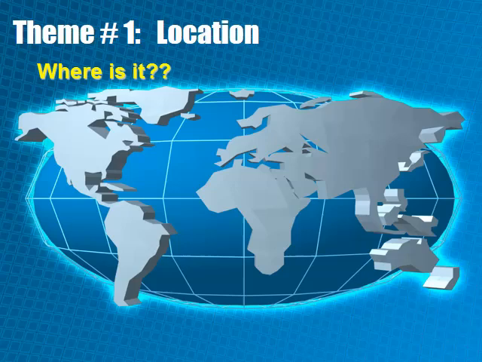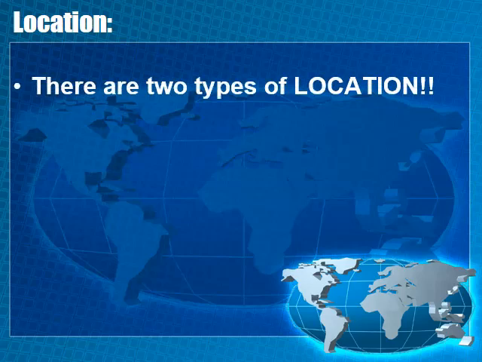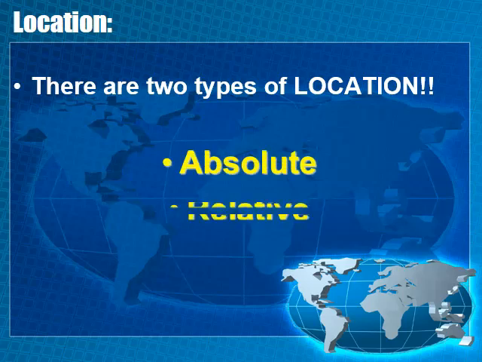The first question that geographers ask is, where is it? And that is answered through the first theme of geography called location. When a geographer asks the question, where is it? They have 2 options when they're explaining this type of location. They could answer the question using absolute location, or they can answer the question using relative location.